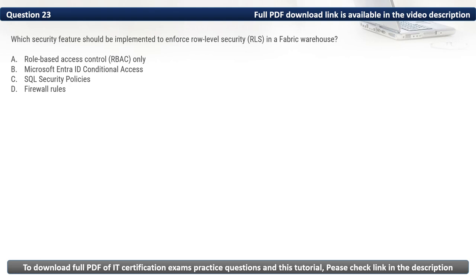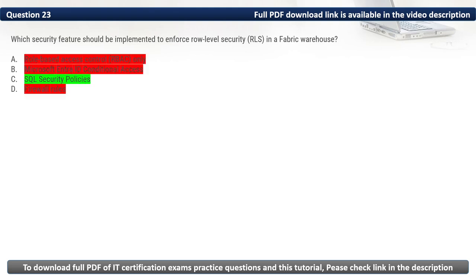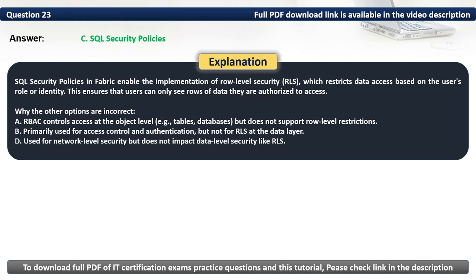As such, the security feature that should be implemented to enforce row level security in a Fabric warehouse is SQL security policies. Thus, the correct option is C. SQL security policies in Fabric enable the implementation of row-level security, which restricts data access based on the user's role or identity. This ensures that users can only see rows of data they are authorized to access.